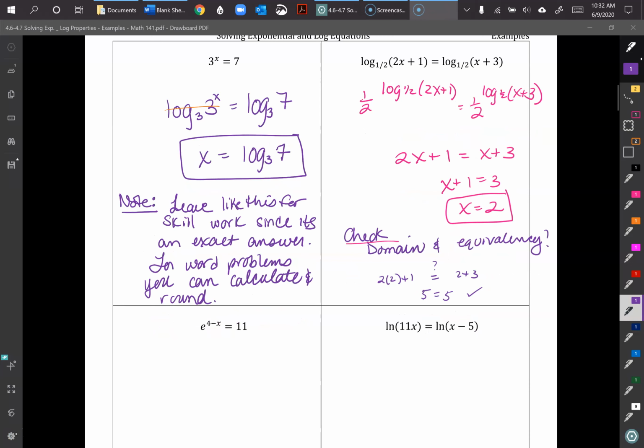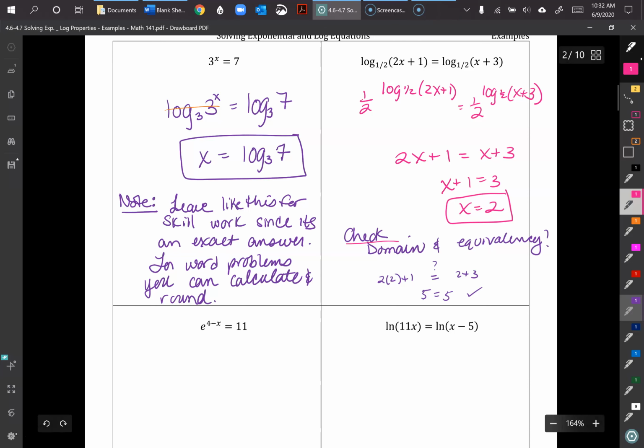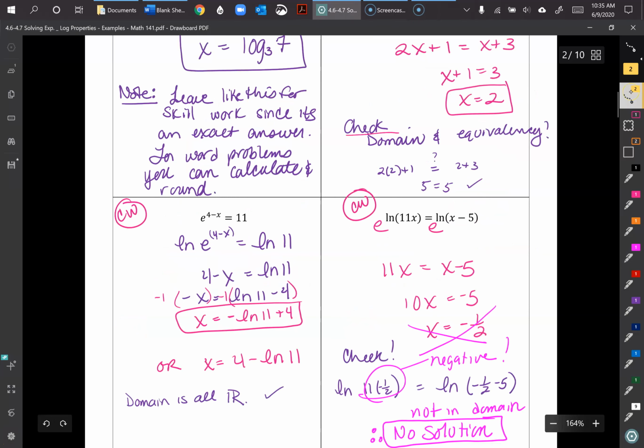Okay, I want you to try these two for classwork and see how it goes. It's base e, so you're just doing natural log instead of log. You don't have to write log base e. Just write ln for natural log. So these two are going to be classworks. And then I'll write out the solutions. So think about what kind of process you're going to take, and then check back. Okay, so I wrote up the solutions for these.